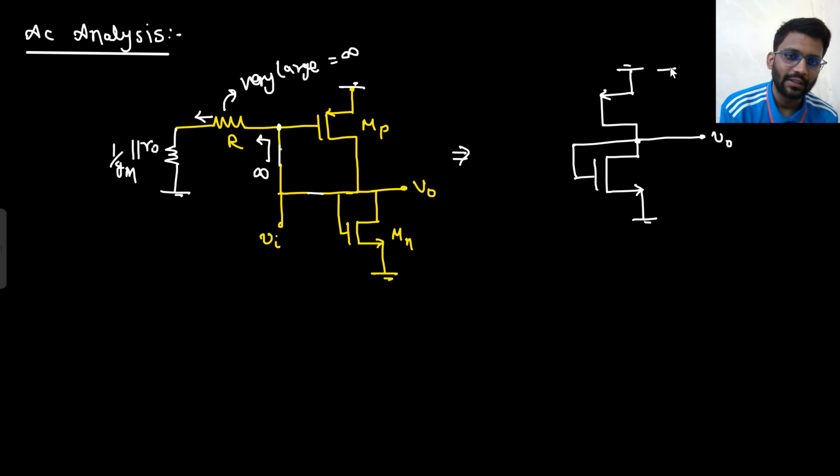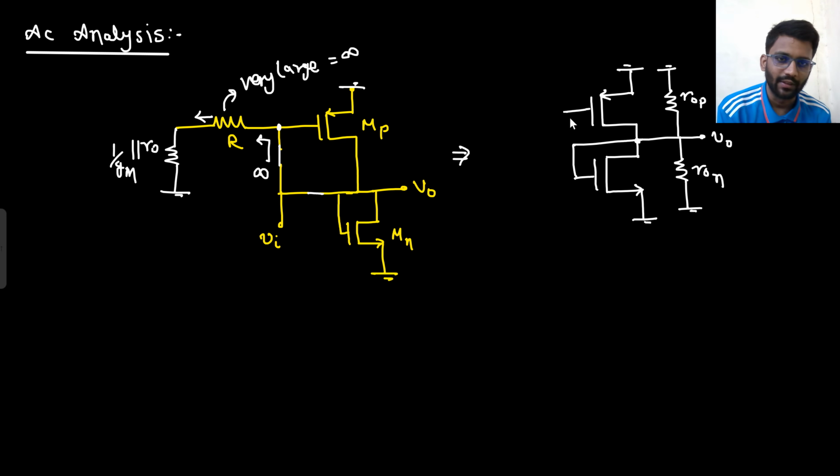From here to ground, what is connected? R naught P. And from V naught to ground, what is connected? R naught N. And this node is connected to V in only. This node is connected to V in only, right? There is certainly something wrong in this question.